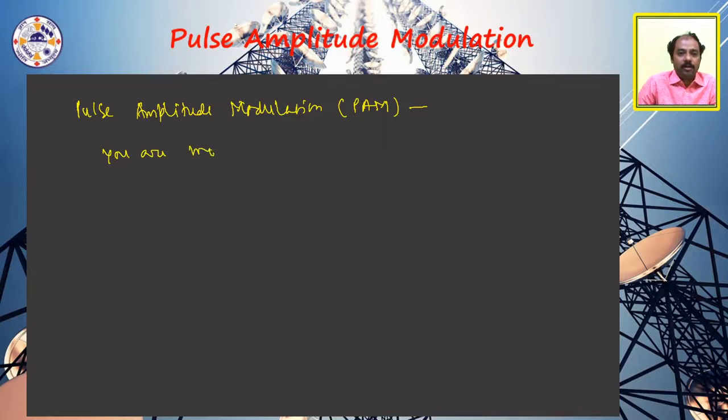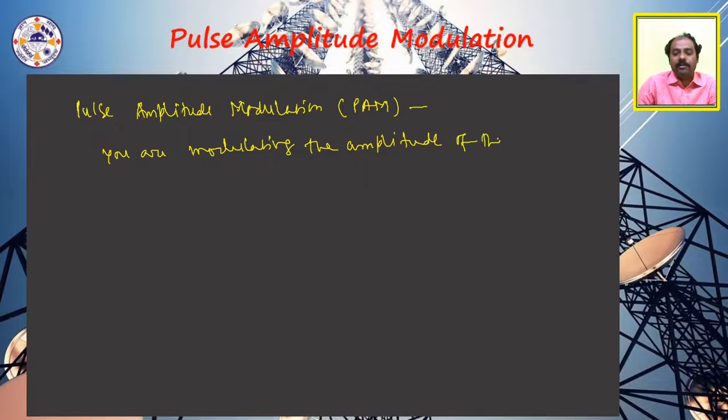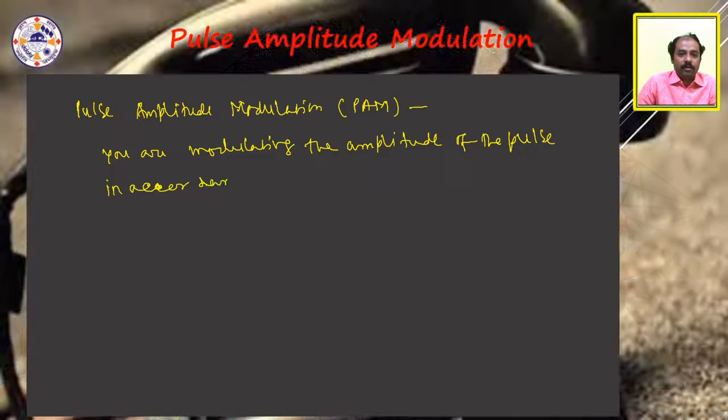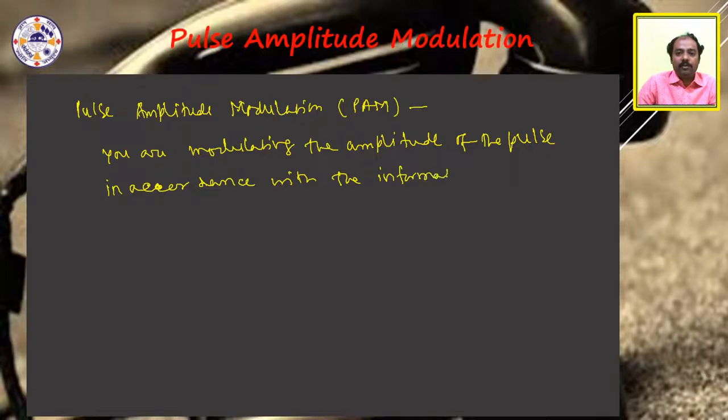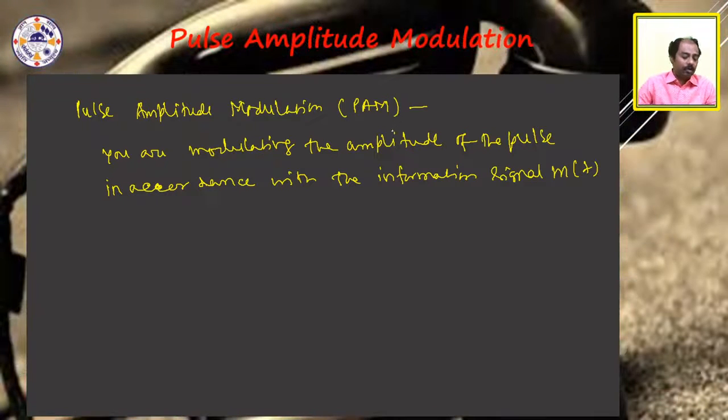So, as the name implies, we are modulating the amplitude of the pulse in accordance with the modulating information signal m function of t. Fine. So this is called pulse amplitude modulation.